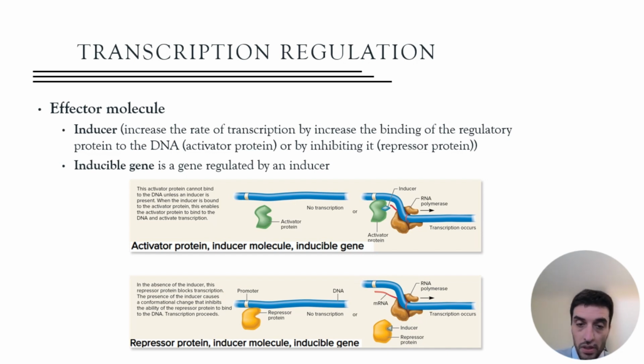Another way is when the inducer connects to a protein that is there to repress the production of that gene, and this protein no longer is going to repress the production of that gene. That way, it's also inducing the gene expression. Okay. We say that an inducible gene is a gene regulated by an inducer. You're going to see some examples in the future slides, where we show this process in action.